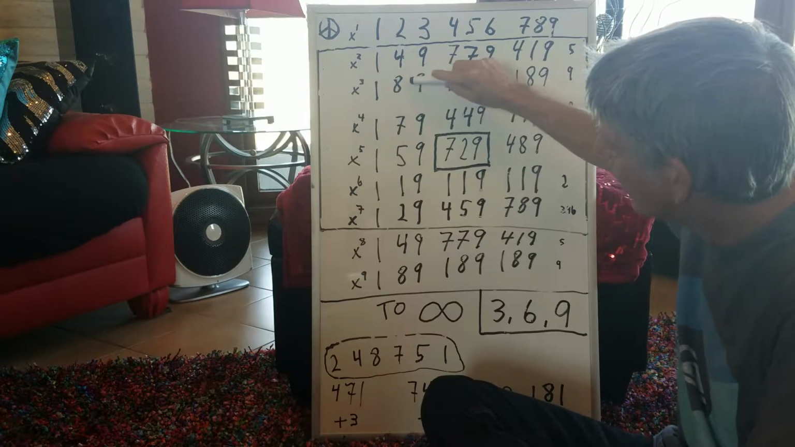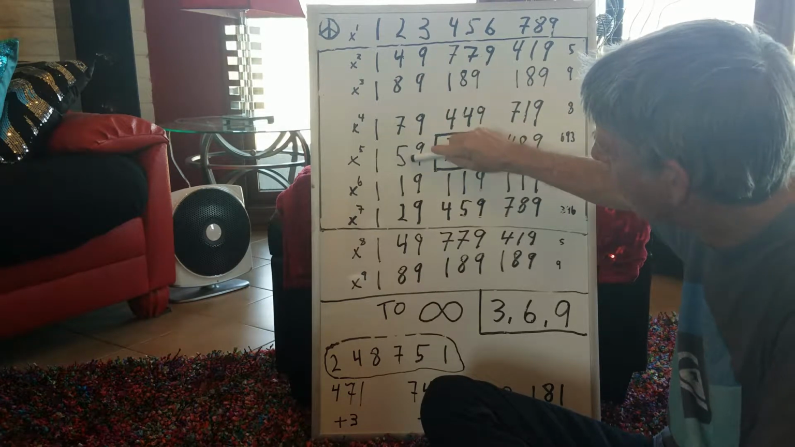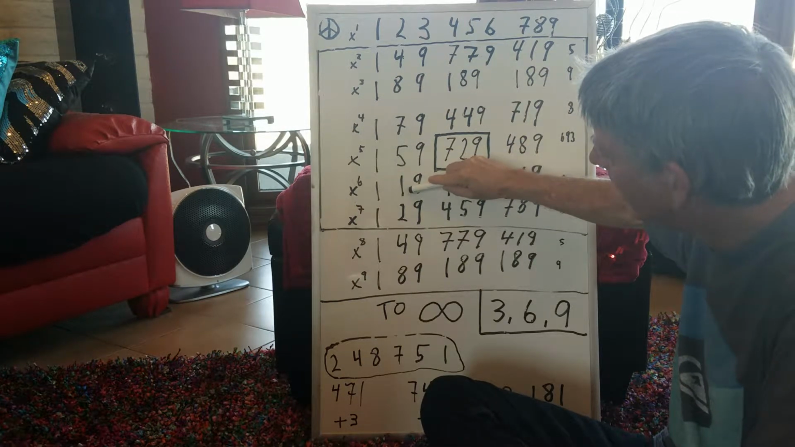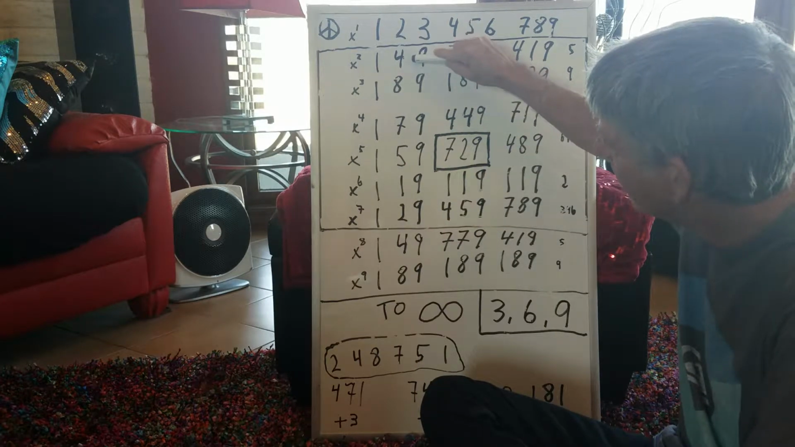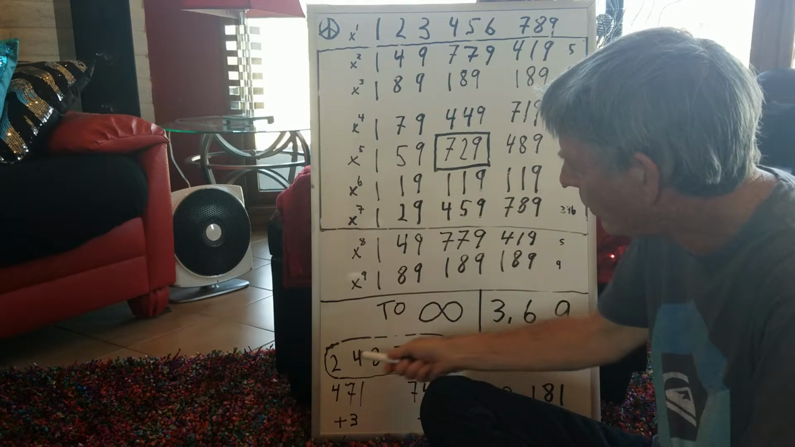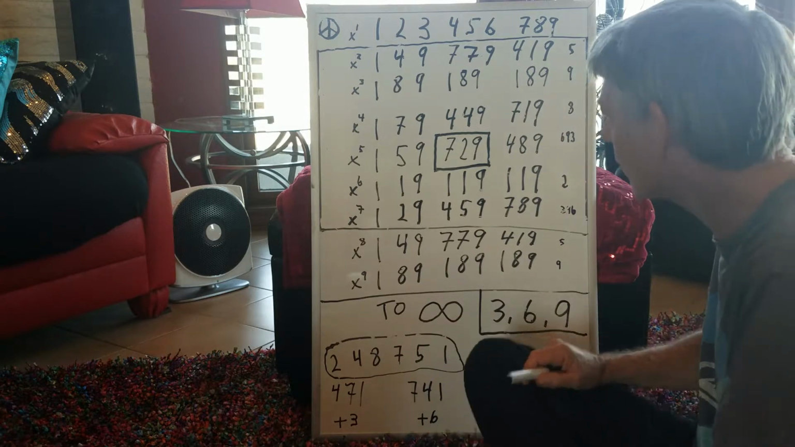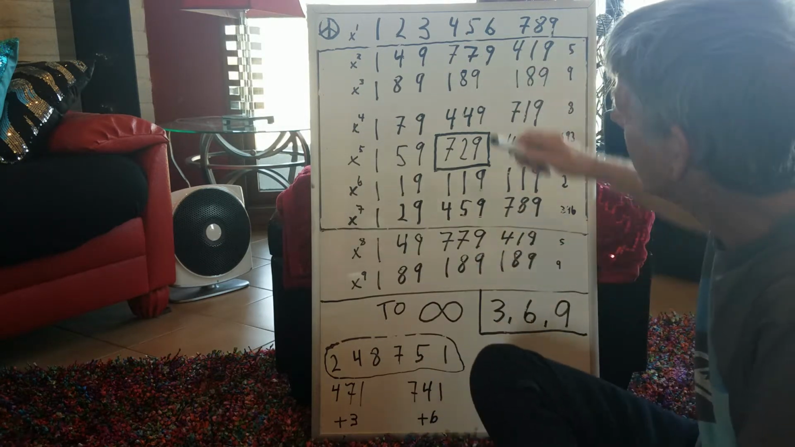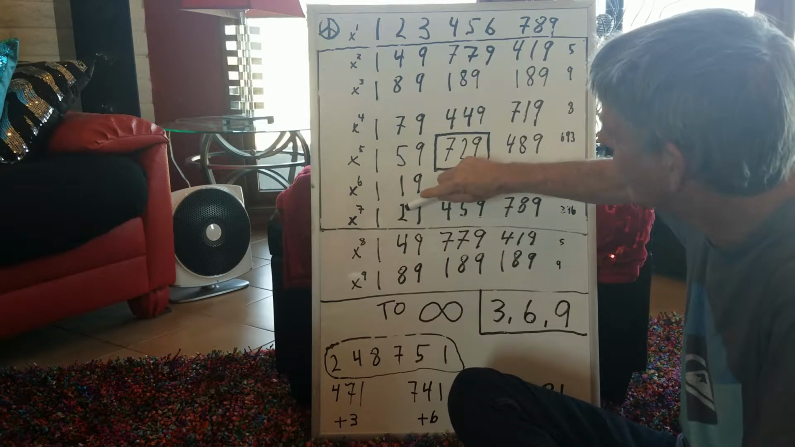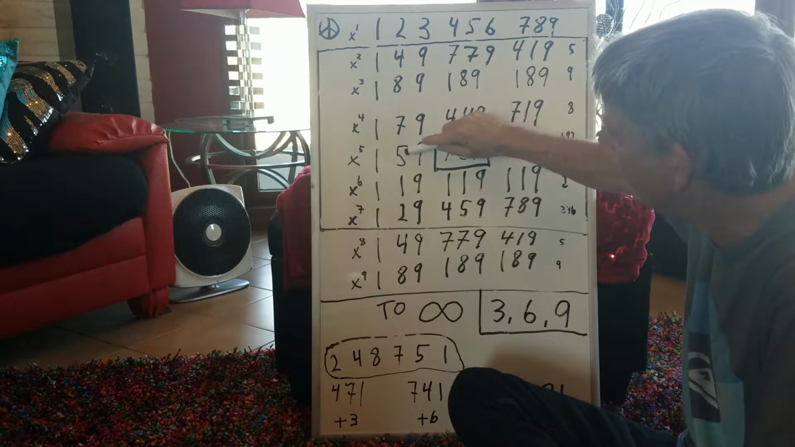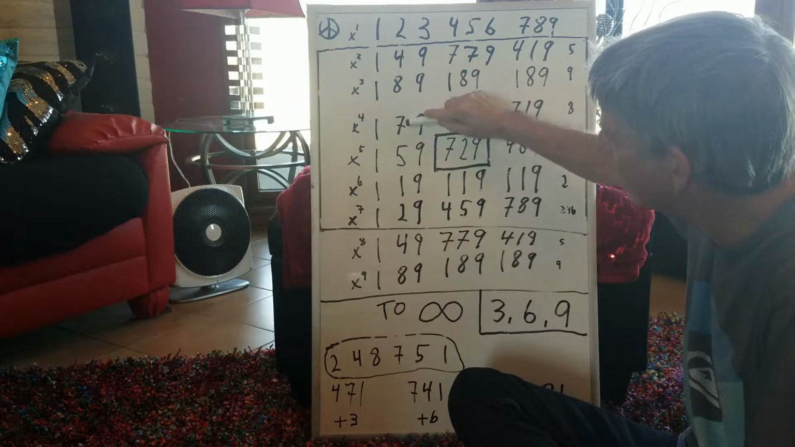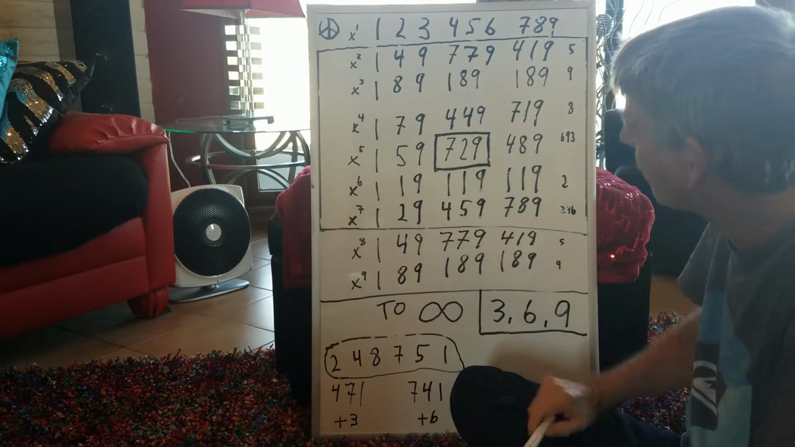1, 2, 4, 8, 7, 5, 1. You see it here. 2, 4, 8, 7, 5, 1. What about over here?